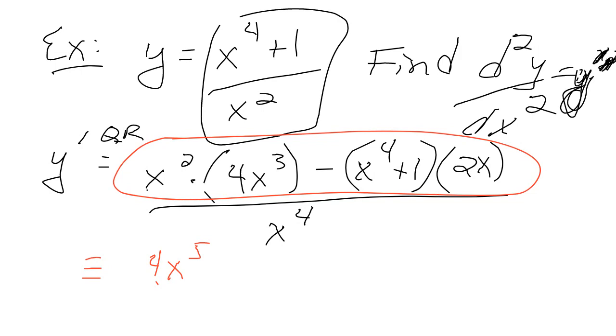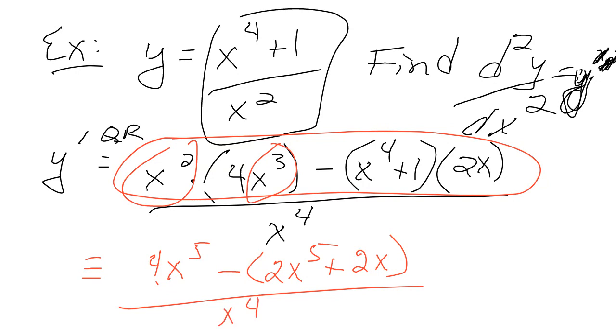If you're not sure, you can write that's x. This one's x times x. This one's x times x times x. How many x's do you have? Multiplied together, 5, right? So same base, add exponents. Anyway, so it's 4x to the 5th, and then minus the quantity 2x to the 5th plus 2x, right? All over x to the 4th.